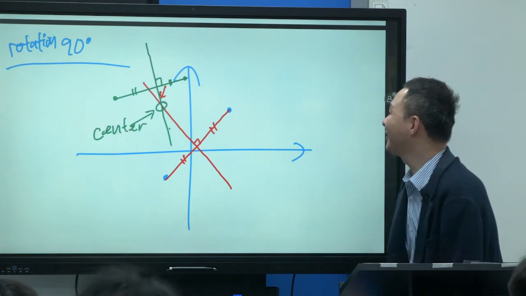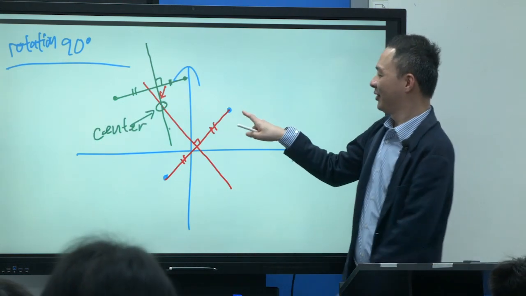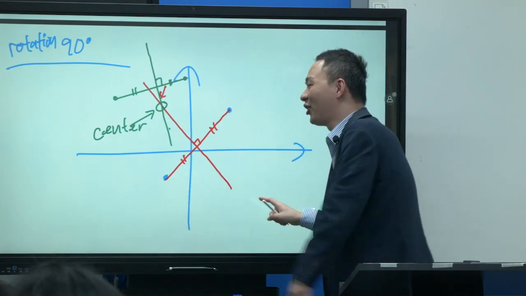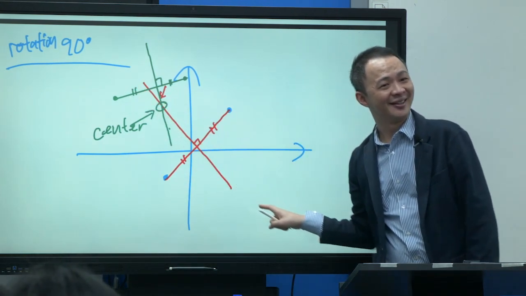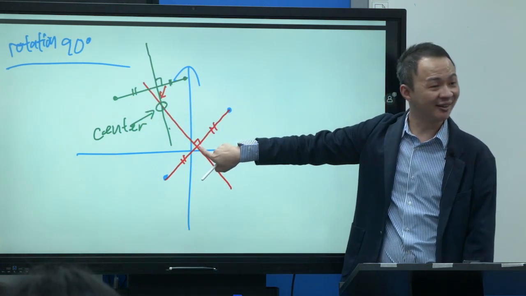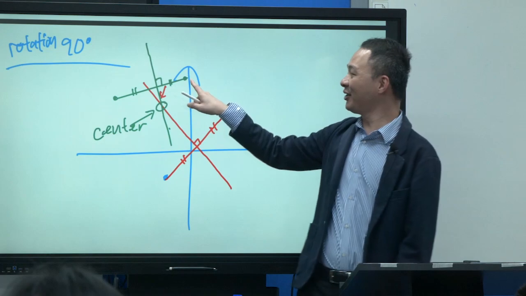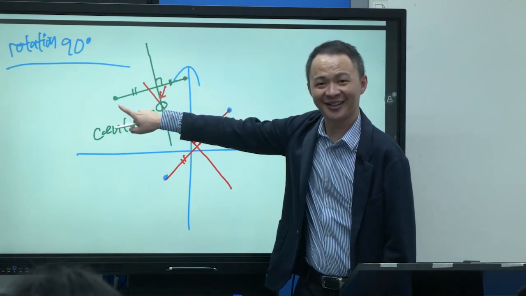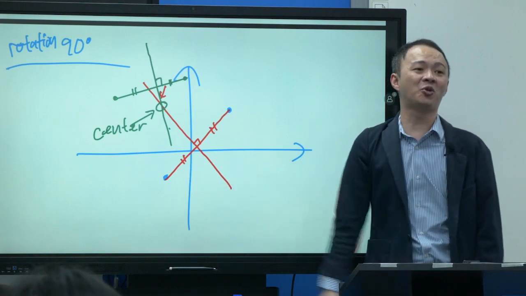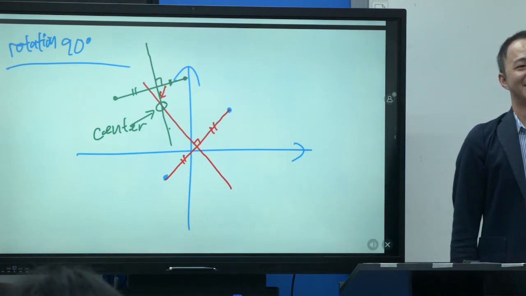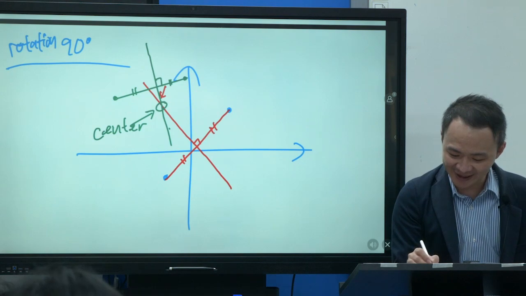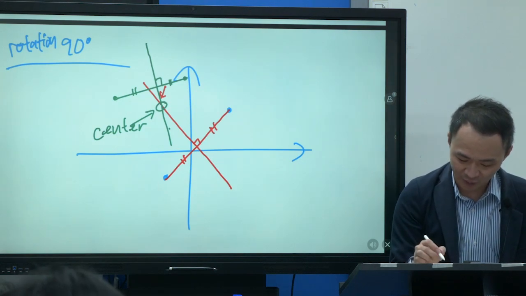For rotation 90 degree, you connect object and image and then draw the middle line. This middle line must be 90 degree, must touch at the center. Then for this one, you have object and image, right? You connect them, draw another perpendicular bisector line, and the intersection will be the center point. So yeah, this is what happens, but let's see some questions before I go.